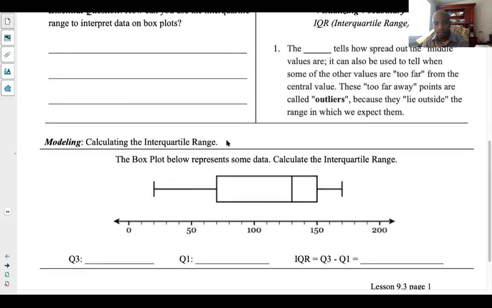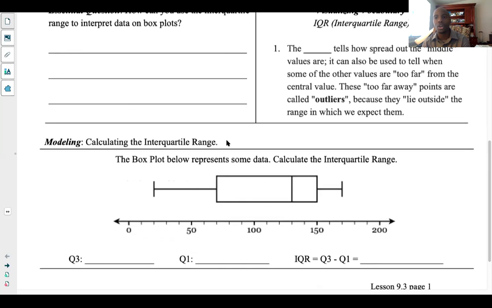The box plot is represented. I'm reading the modeling, right? So the box plot represents some data. We need to calculate the interquartile range. Now remember, range is a specific word that we're using here. Just like when we calculated the range before, we would take the highest value minus the lowest value to calculate the range. However, the interquartile range means we're going to take the highest quartile minus the smaller quartile to find that range.